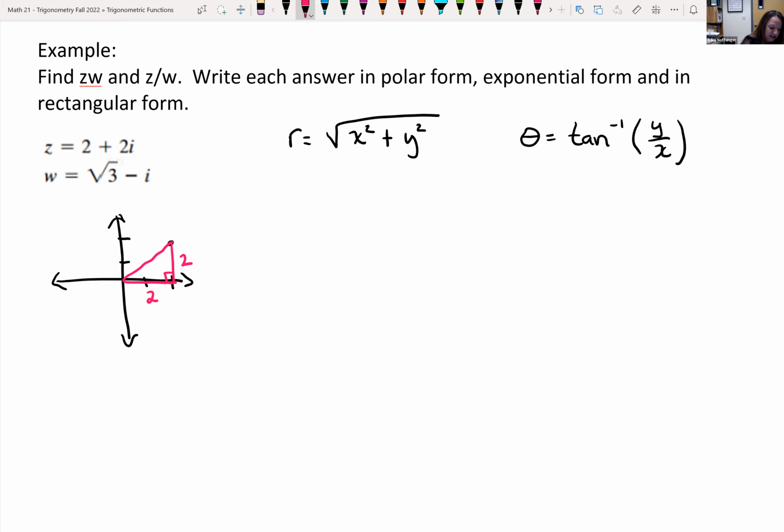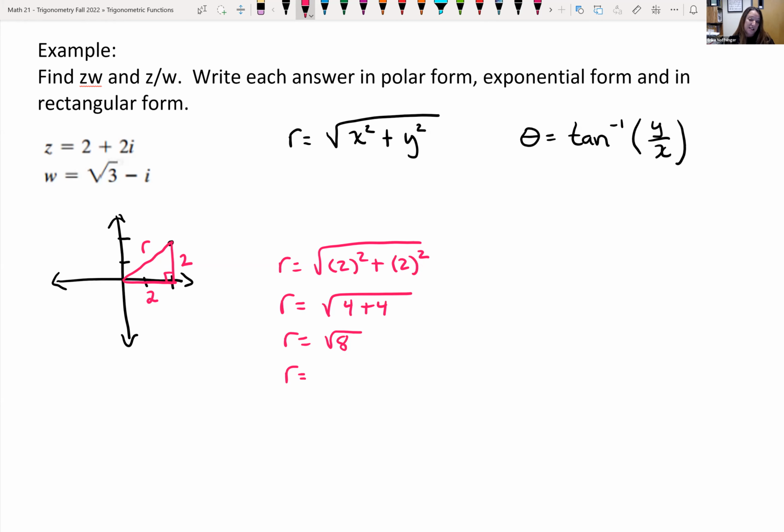I know that r here is equal to the square root of my real part, which is 2 quantity squared, plus my imaginary part, which is 2 quantity squared. So r is equal to the square root of 4 plus 4, or r is equal to the square root of 8. Pulling out the factor that is a perfect square, I can rewrite 8 as 4 times 2. And so r is equal to the square root of 4, which is 2, and then we're left with root 2. So r is 2 root 2.